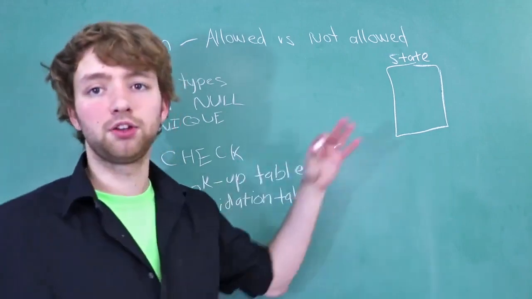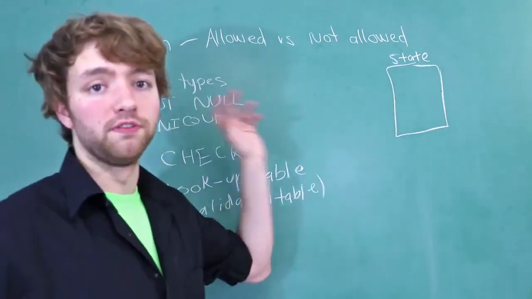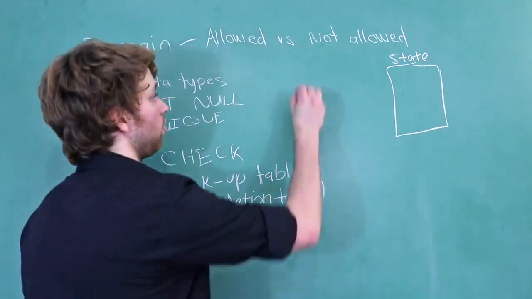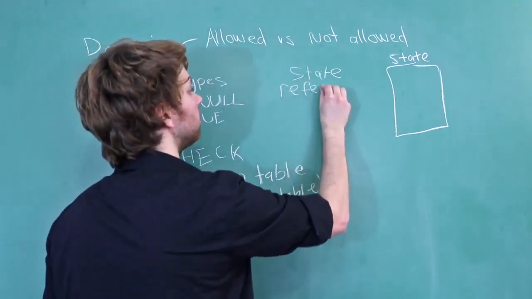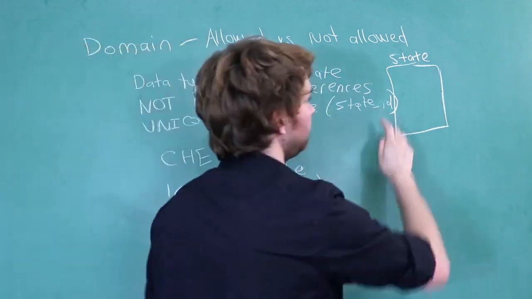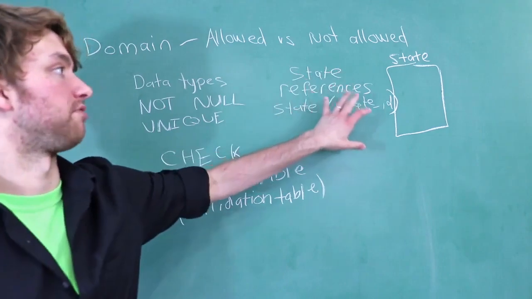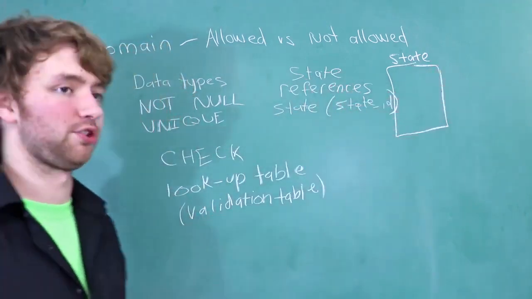So this kind of goes back to the one-to-many relationships. If you decide to set it up this way, you can force a column to have a value in that state table. So over here you could have a state column, and you could say this references the state table and then the state ID column. And now every single value in this column is going to have to be a row in this state table. So that's an example of a validation table.